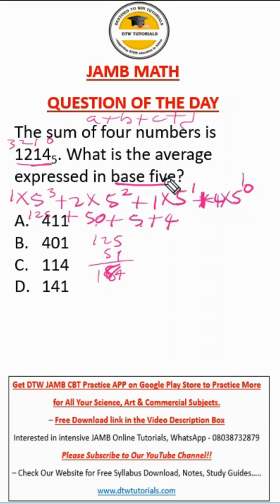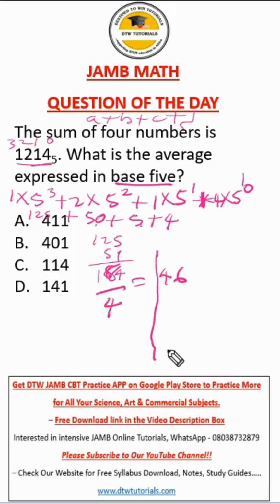So to get the average of four numbers, because this is the sum of four numbers, in base 10 it is 184. So to get the average, we divide by 4. The average of the four numbers, 1, 2, 3, 4, we divide by 4. That's the mean. So when we divide, what are we going to have? We're going to get 46. So from 46 now, this is in base 10, we convert to base 5.